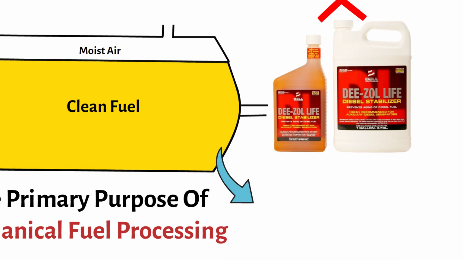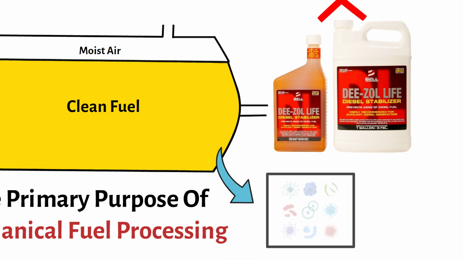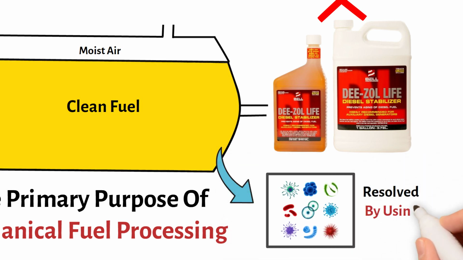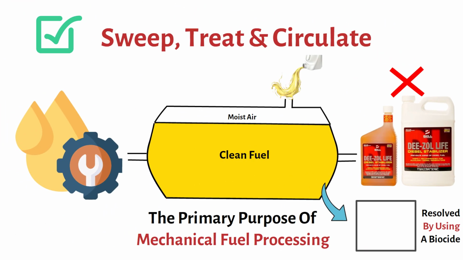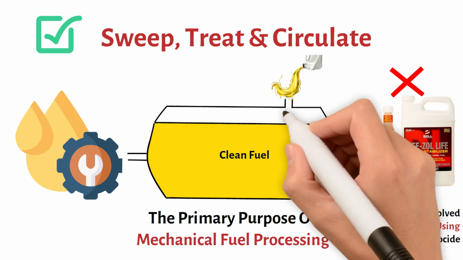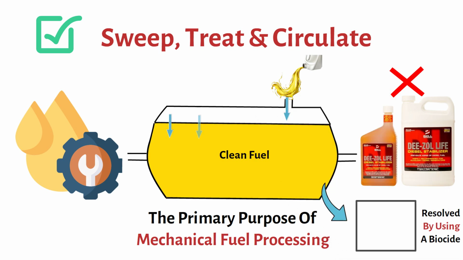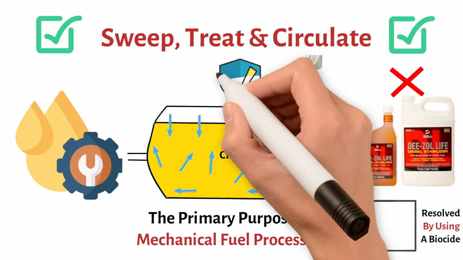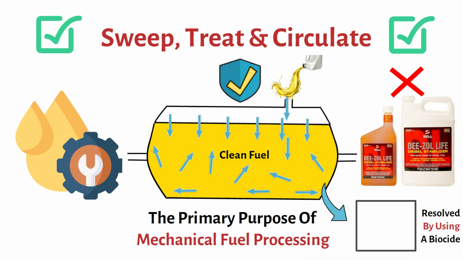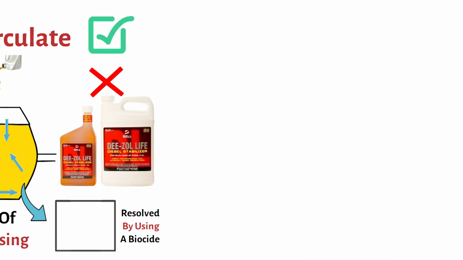For example, it's well known that microbe problems are best resolved by using a biocide to kill the microbes. But you can't just add biocide to the top of a fuel tank and let it diffuse through thousands of gallons of fuel. No, you need to circulate biocide or stabilizer or dispersant through the fuel, using the sweep, treat, and circulate process to ensure the chemical treatments go everywhere they need to go to have their maximum designed effect.